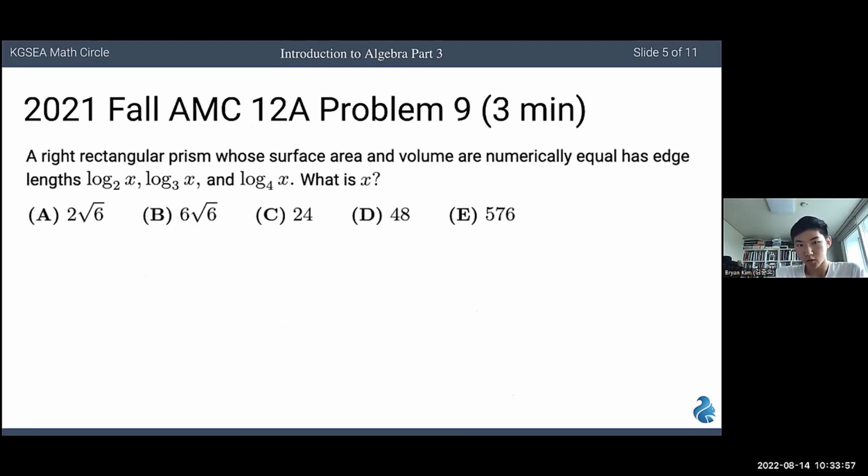The second problem we're going to go over is from the 2021 fall AMC 12A, problem 9. I'll give you 3 minutes to take a stab at this problem. The problem reads: a right rectangular prism whose surface area and volume are numerically equal has edge lengths log x base 2, log x base 3, and log x base 4. What is x? I'll give you 3 minutes.